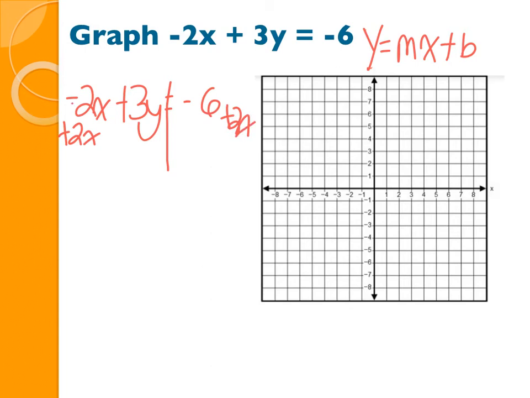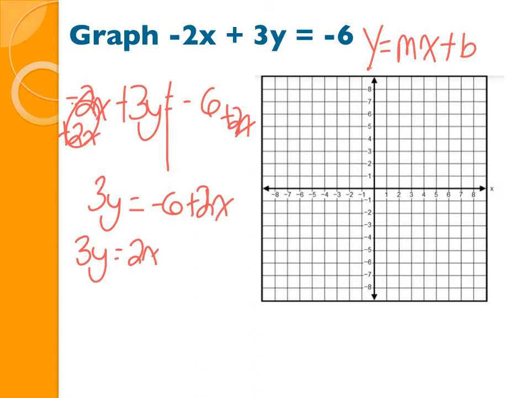So negative 2x plus 2x gives me 0. So 3y equals negative 6 plus 2x. I'm going to go ahead and put it in slope-intercept form. So 3y equals positive 2x minus 6. Okay, I got the y. I got 3y equals 2x minus 6. I want the y to be by itself, so I'm going to divide everything by 3.